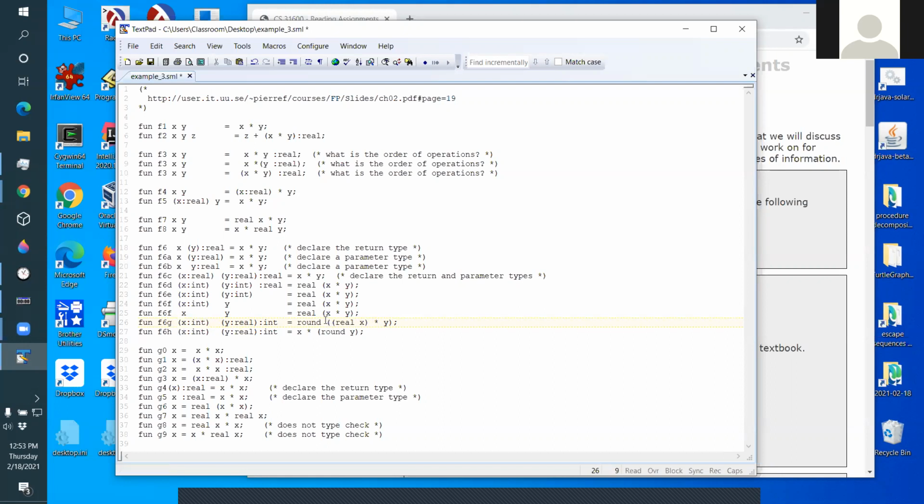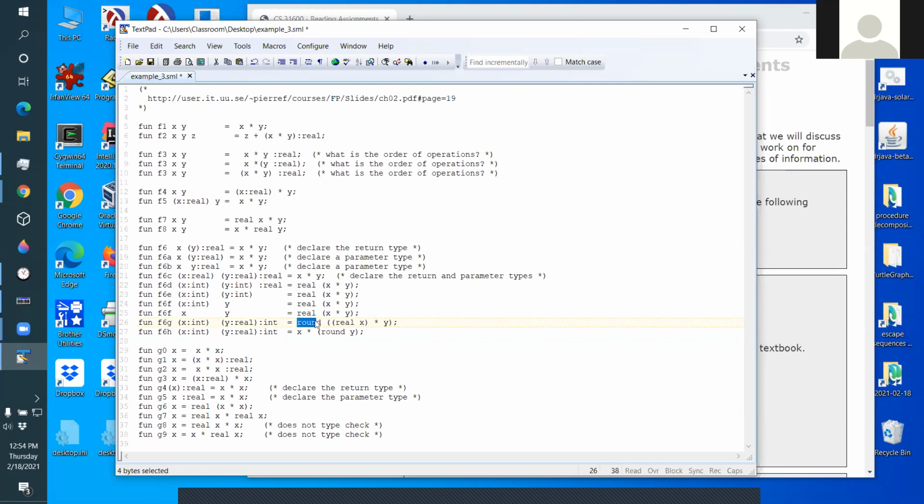Now, the result of this is a real. The real going into the round function rounds it to an int, so the final answer is an int, like I said here. Everything I said here agrees with everything I said over here. All this type information was really redundant. ML didn't need it. It could be figured out from over here, but it might be nice to let a programmer know it.